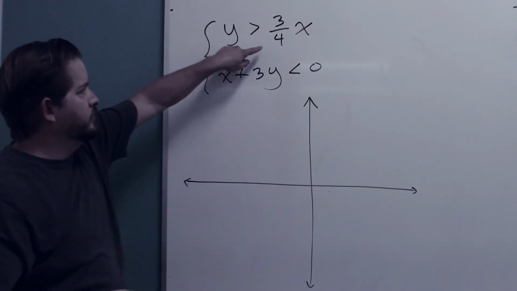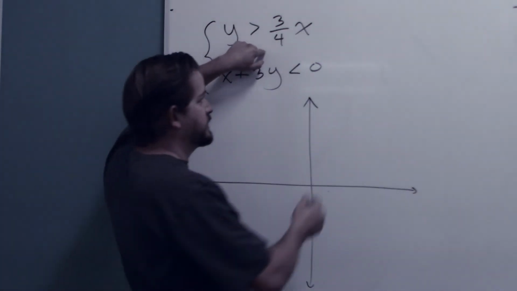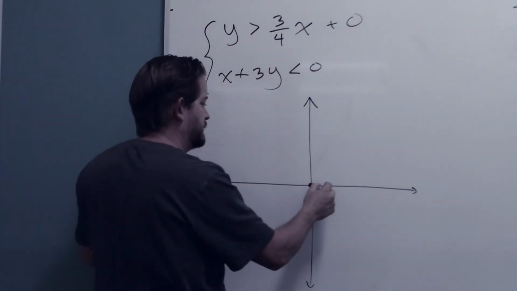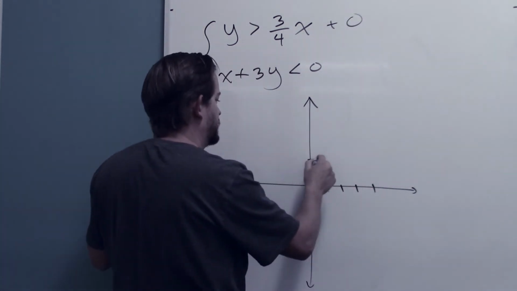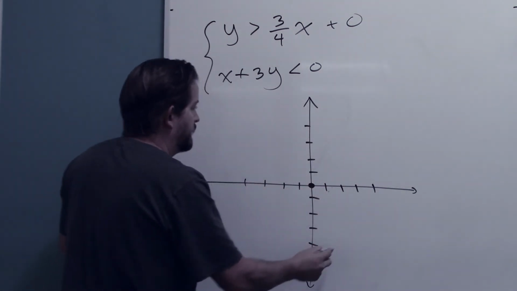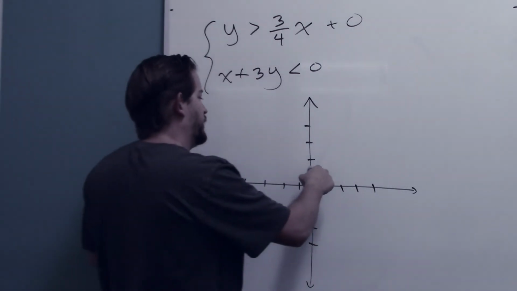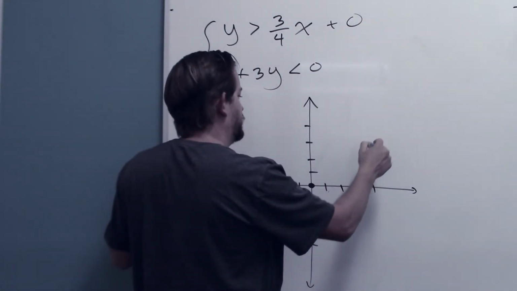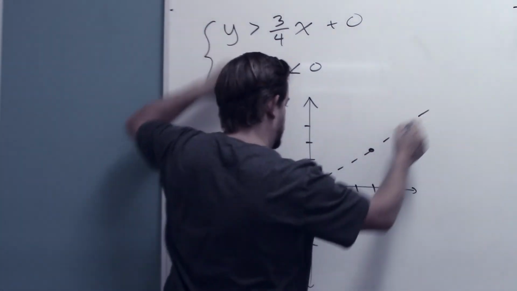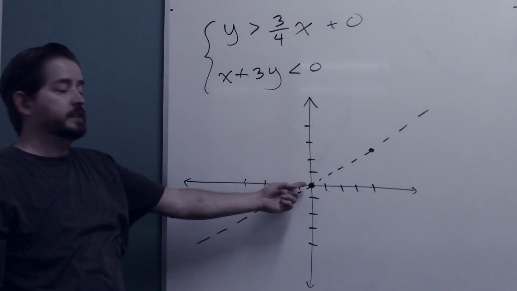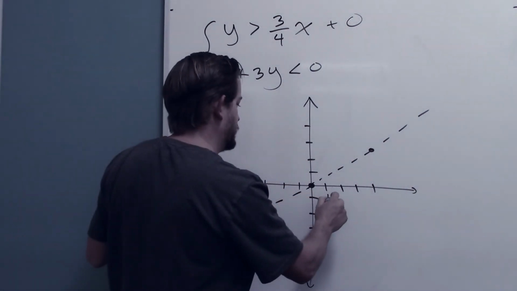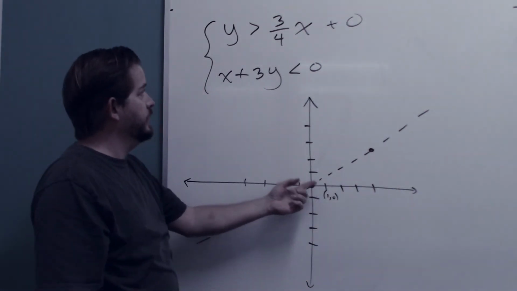This y is greater than 3/4 x is in y equals mx plus b format, where b is 0. So I go through the origin. And I have a slope of 3/4, so up 1, 2, 3, and over 1, 2, 3, 4. I have a dotted line. And I can't check 0, 0 because I go through it. So I'm going to check 1, 0. X is 1, y is 0. I'm just going to check that guy.